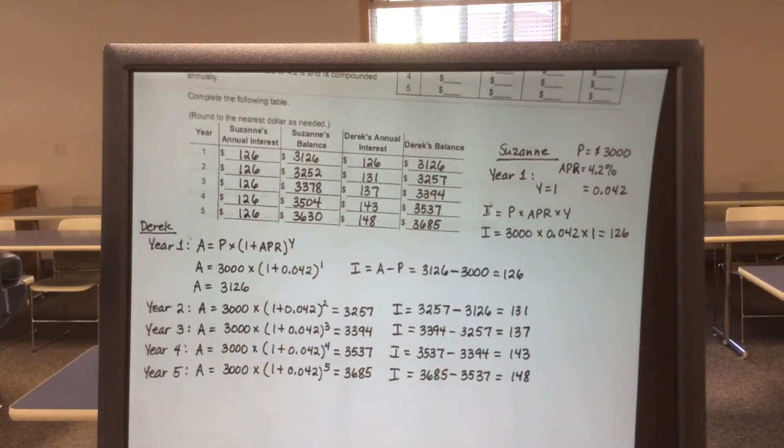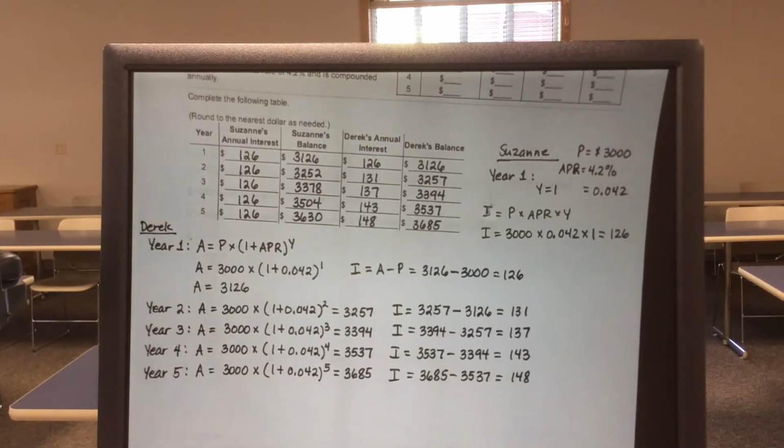Okay. Now you can see the difference between Suzanne's balance at the end of 5 years with simple interest, and then what Derek's amount would be by compound interest, compounded annually.